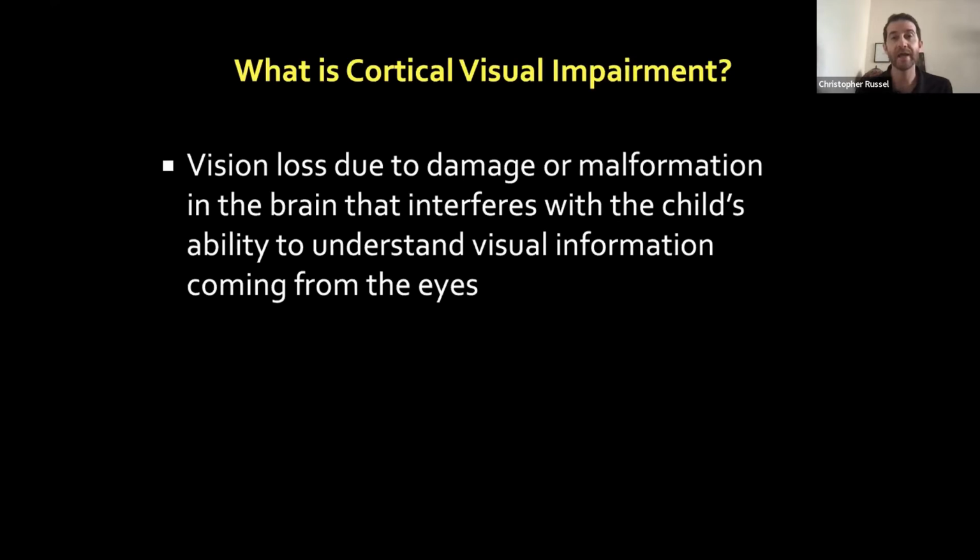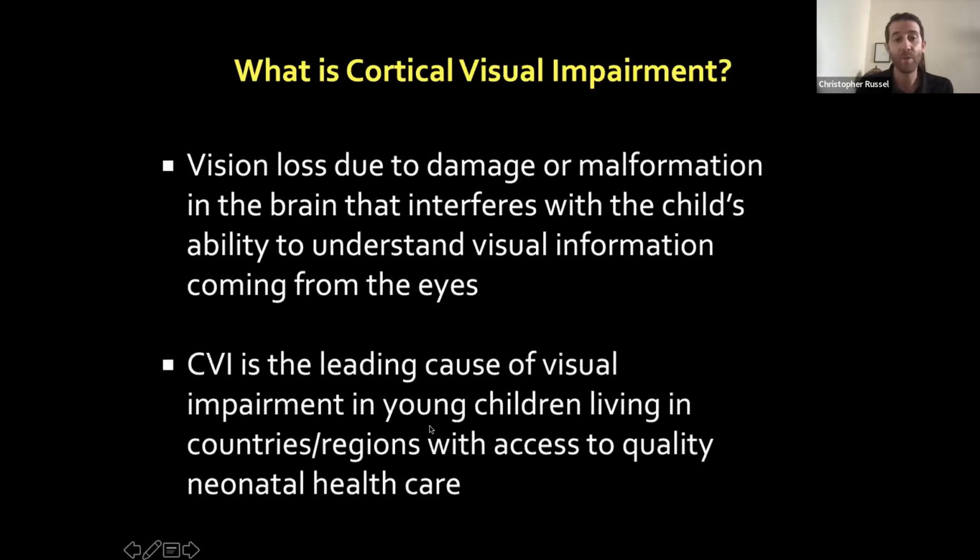That's because with CVI, the impact is in the brain and in the processing of visual information coming in through the eyes. We now understand CVI to be the leading cause of childhood visual impairment. We used to say in developed nations or in the US specifically, but I think it's more accurate to talk about quality neonatal healthcare, because the primary causes of CVI are related to brain injury that tends to occur around premature birth, but also around conditions involving seizure disorders like CDKL5.